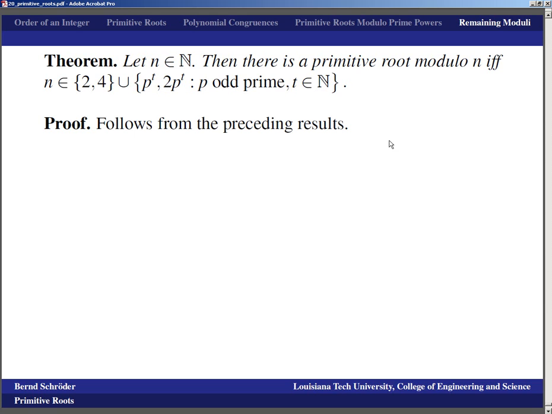And the proof is very simple. It just follows from all the preceding results, because we've shown that it works for p to the t, we've shown that it works for 2p to the t, we've shown that it doesn't work for anything with more than 2 prime factors unless one of the prime factors is 2 and only occurs in the first power. We have shown that it doesn't work for powers of 2 greater than 8, and well, we can show it directly for 2 and 4.